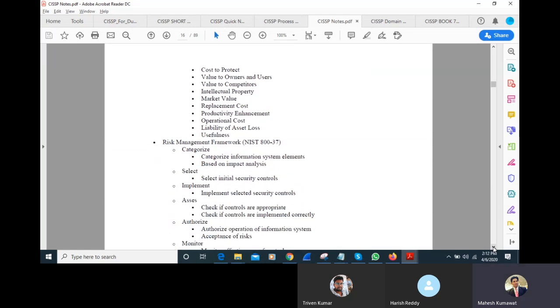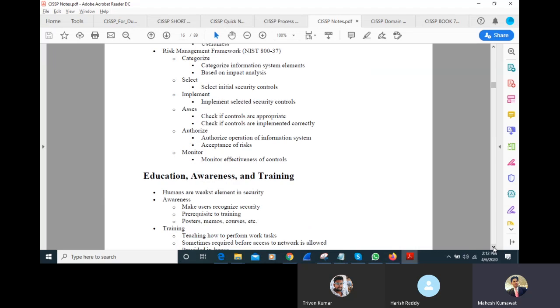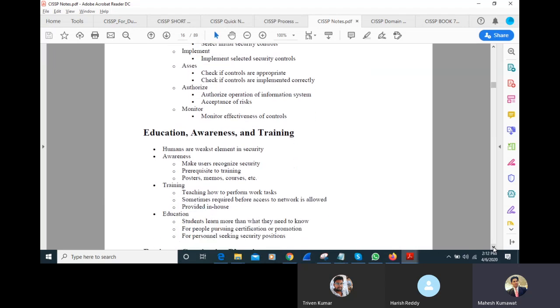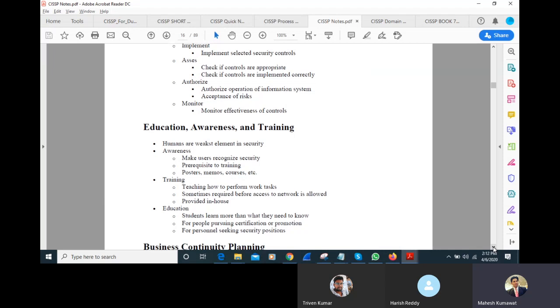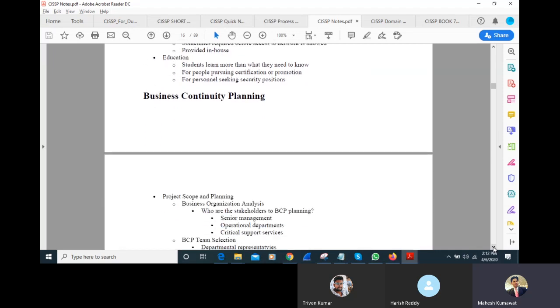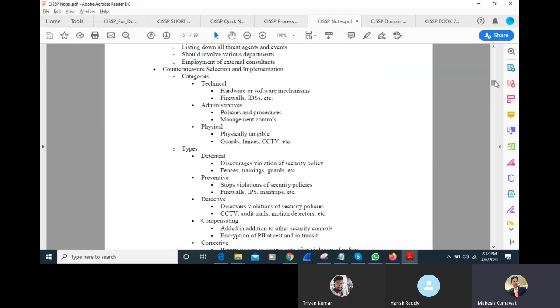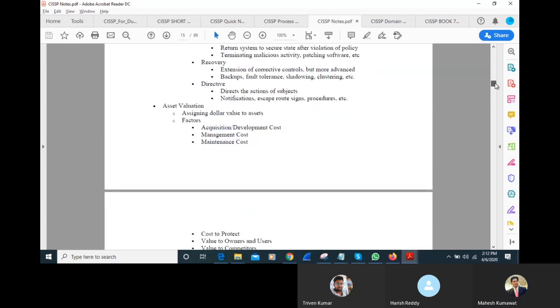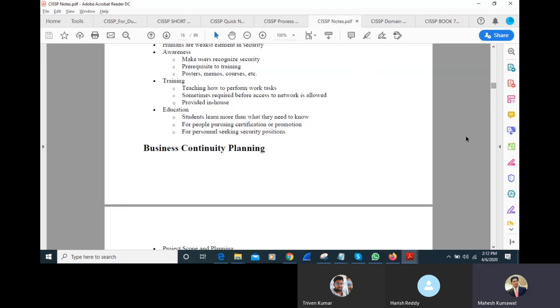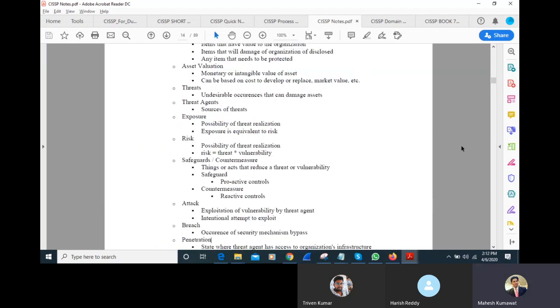We have a risk management framework, NIST 800-37. You can categorize, select, implement, assess, authorize, and monitor the risk. We will also cover education, awareness, and training for different persons. And we have the business continuity plan.